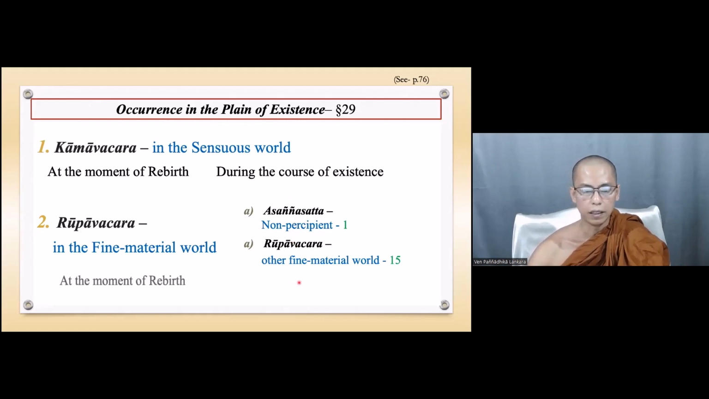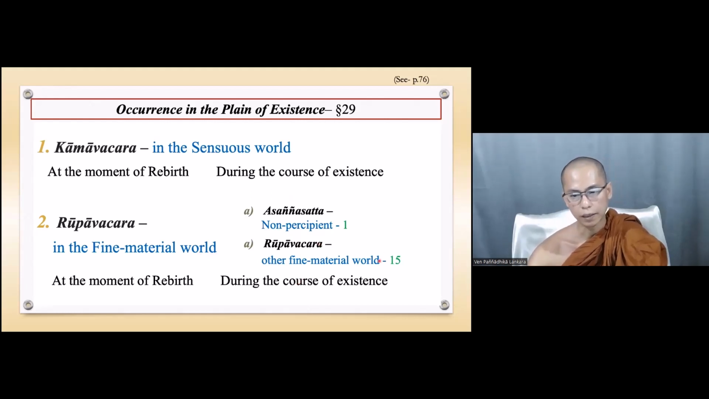And except the non-percipients, there are another 15 five-material worlds. So they are the same in the occurrence of material phenomena. So we will have 3 groups. The one group is the sensuous world, and the other 2 groups, Asanya Satta and the other 5 material sphere worlds, belong to the class of the 5 material world.